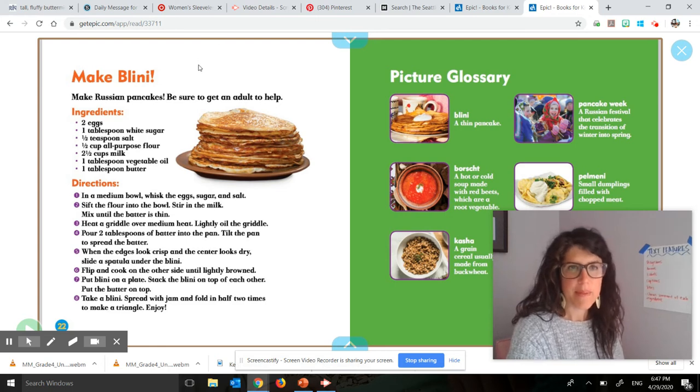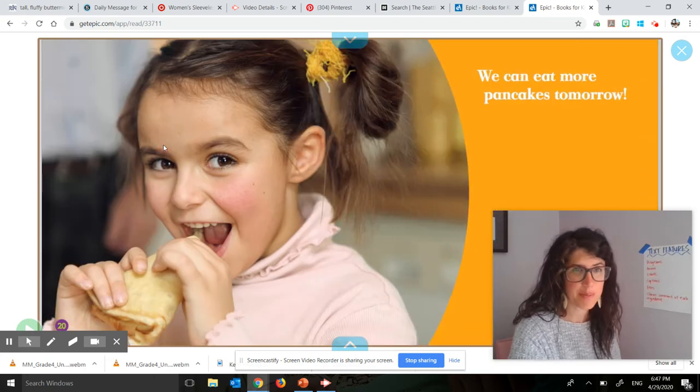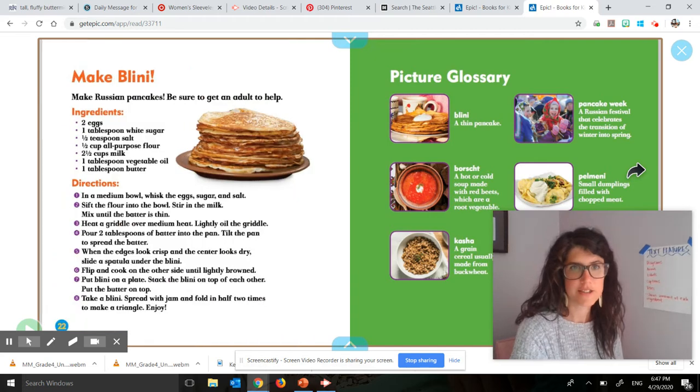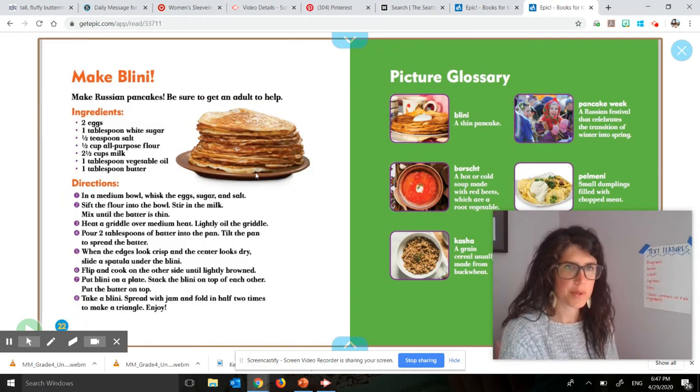Make bellini. Make Russian pancakes. Be sure to get an adult to help. Ingredients: 2 eggs, 1 tablespoon of white sugar, 1/2 a teaspoon of salt, 1/2 cup all-purpose flour. Oh my gosh. 2½ cups of milk, 1 tablespoon of vegetable oil, and 1 tablespoon of butter.